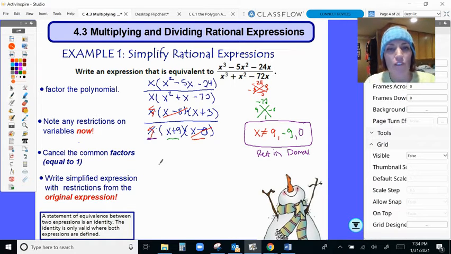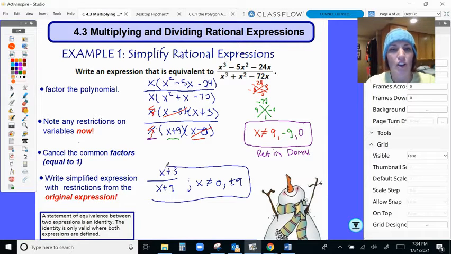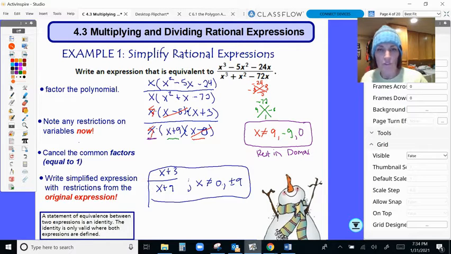I can cancel those out because x minus 8 divided by x minus 8 is 1, right? I'm going to write what's left over. On top, x plus 3 over x plus 9. And then I write my restrictions. My domain: x cannot be equal to 0 or positive and negative 9. So my equivalent expression is x plus 3 over x plus 9, and that is my restriction on my domain, because I have undefined moments at 0, negative 9, and 9. So that's how I simplify a rational expression.